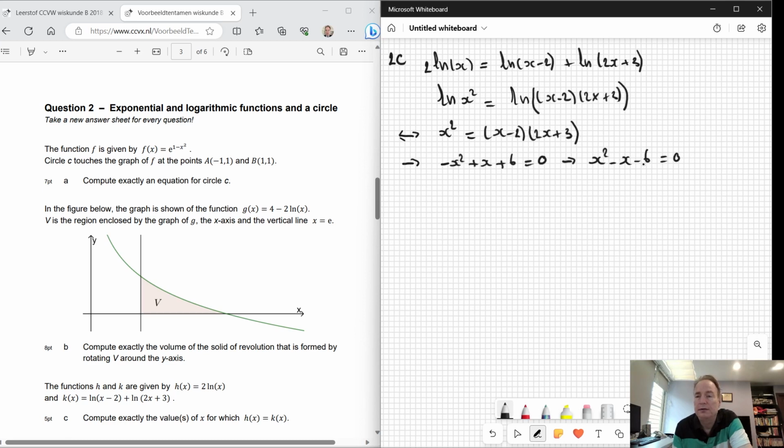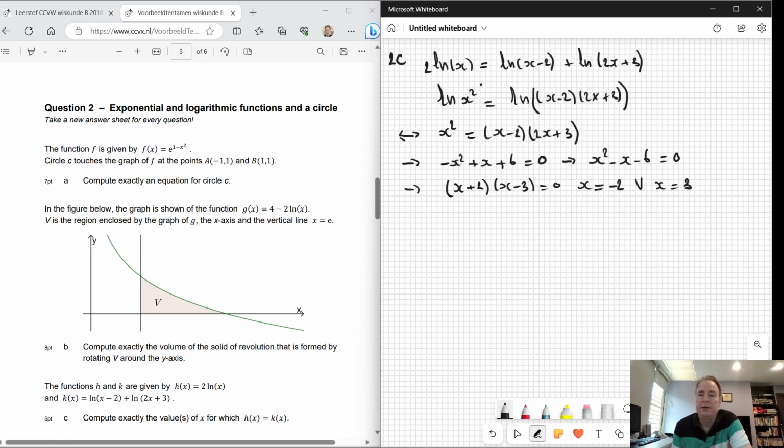Can factorize. So factors of 6 are, say minus, yeah, you can combine a 2 and 3 to get a minus x. So you get x plus 2 times x minus 3 equals to 0. So x equals negative 2 or x equals 3.